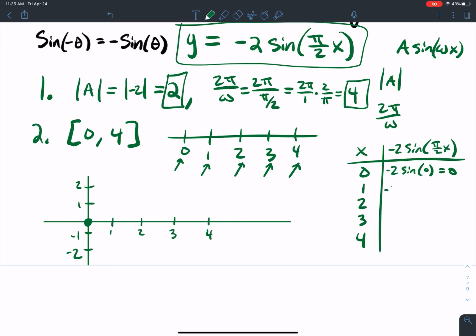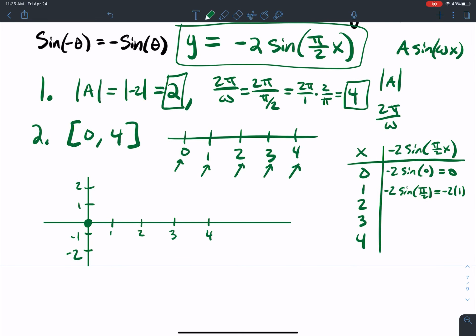At 1, when I plug in 1, I get sine of pi over 2. So that's negative 2 times 1, which is negative 2. Okay, so negative 2 down here. And then what do I have? I plug in a 2. I have negative 2 times sine of pi over 2 times 2, which is pi. So that's 0 again. At 3, I get negative 2 times sine of 3 pi over 2, which is negative 1. So that's negative 2 times negative 1, which is a positive 2.